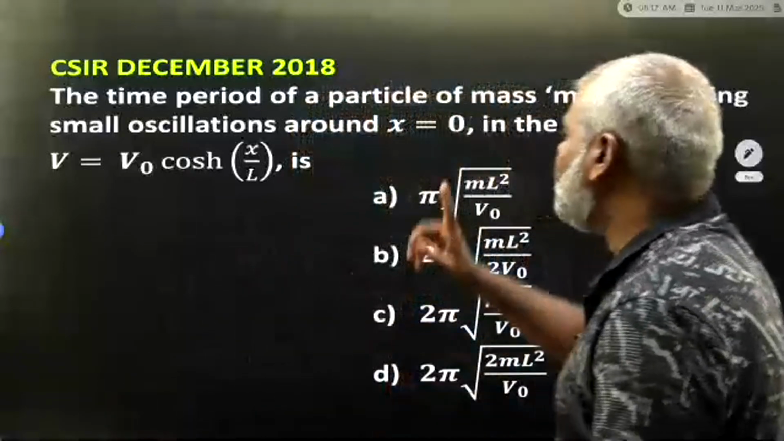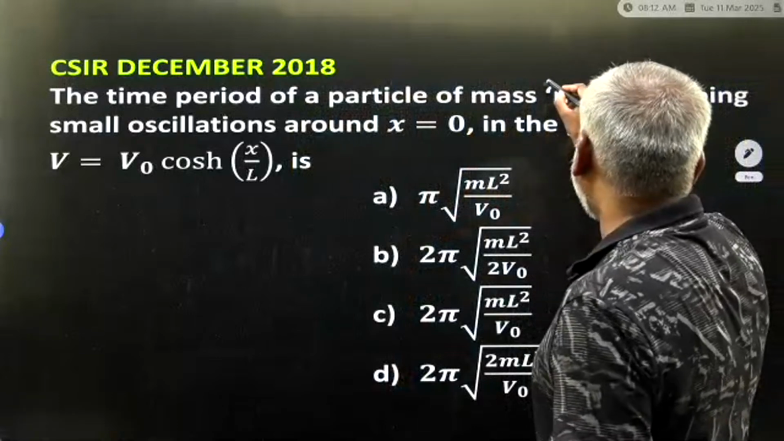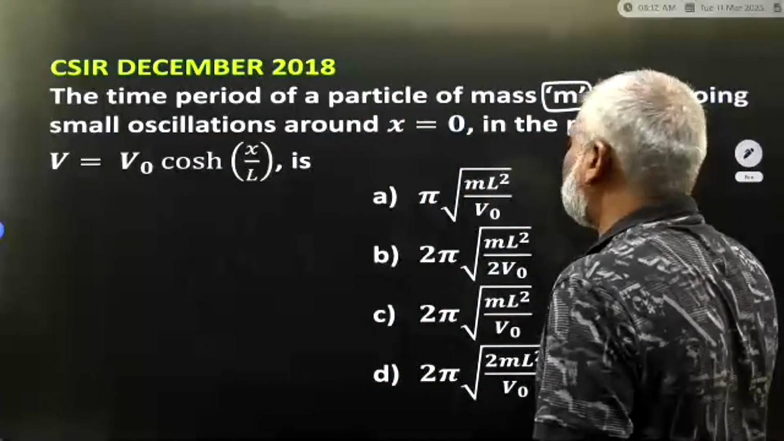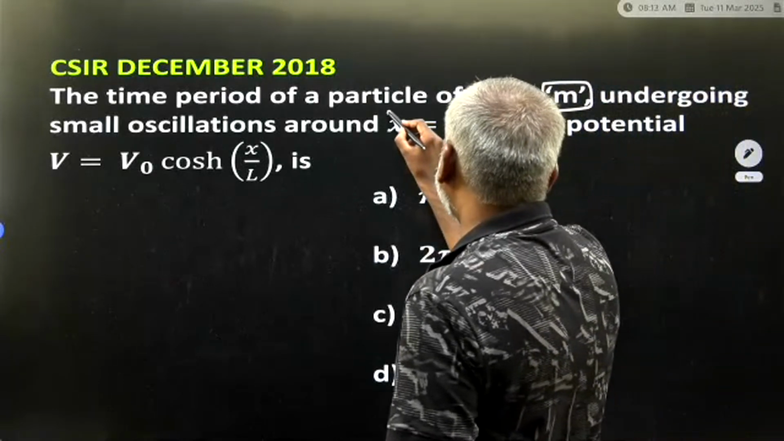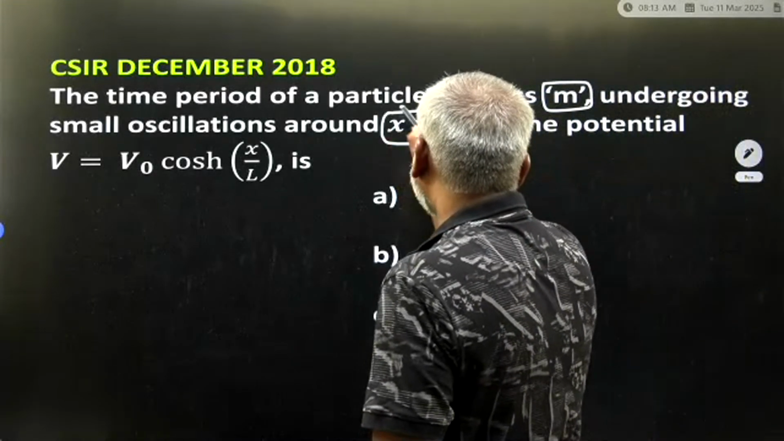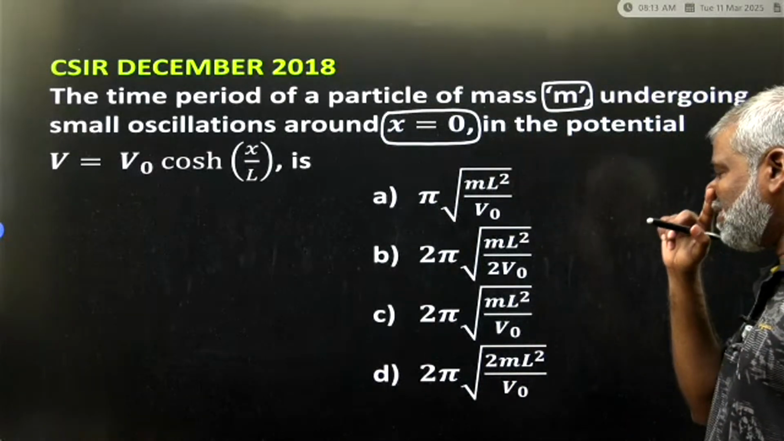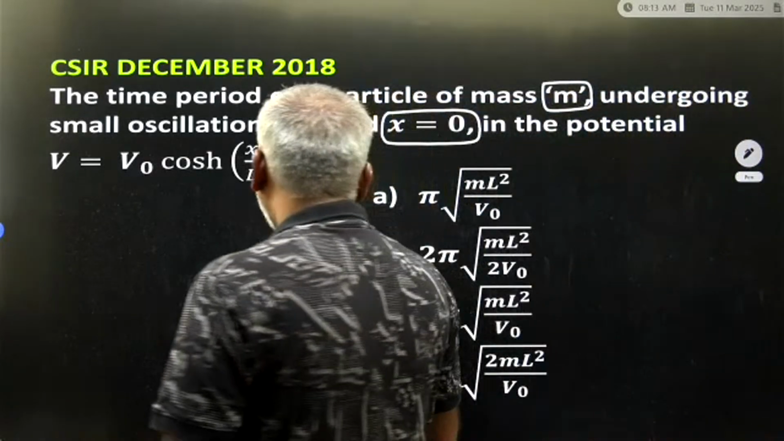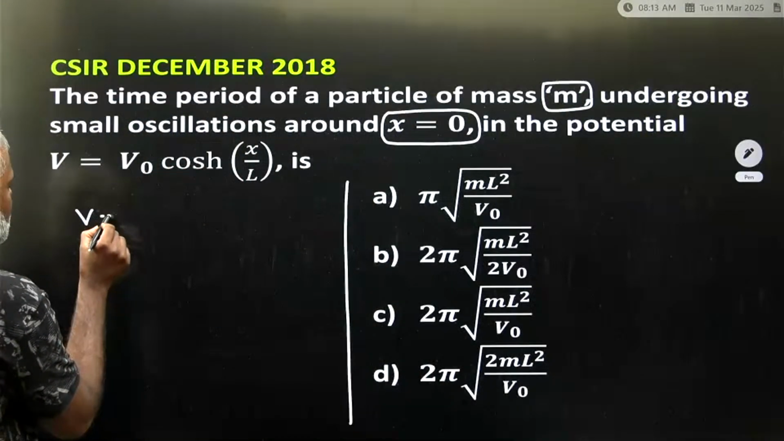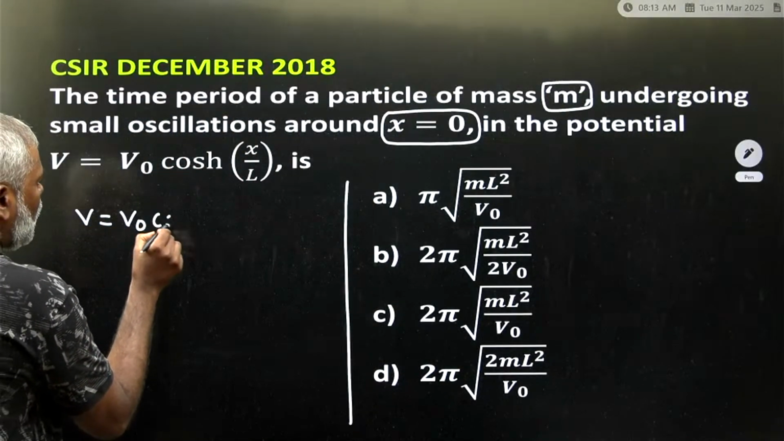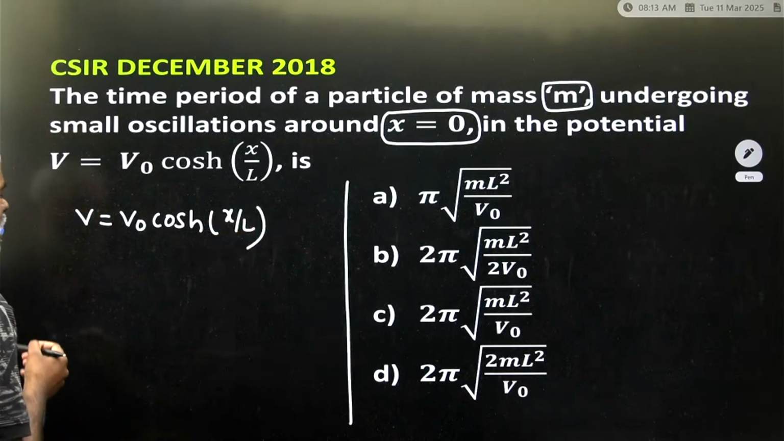Once you have to see the time period of a particle of mass m undergoing small oscillations around x equal to 0 in the potential, right? What is that potential? You have to see the function they are giving: V equal to V0 cosh(x/L). This is the potential function.